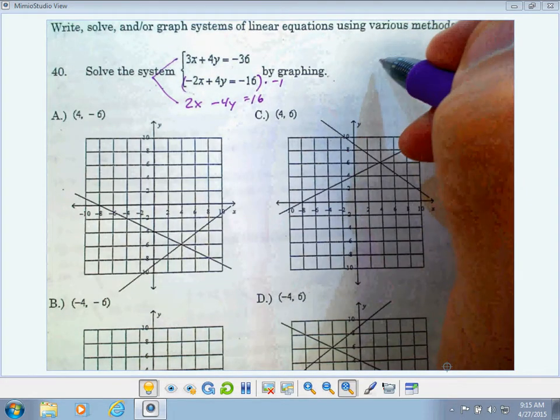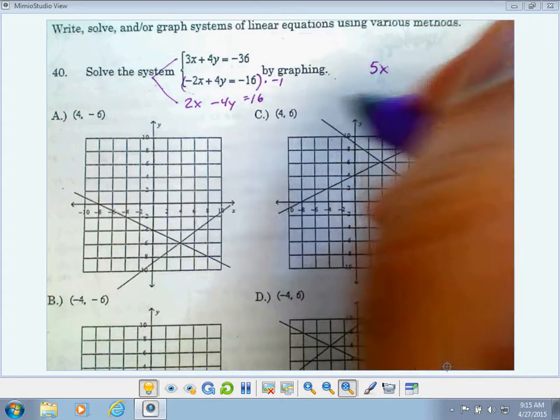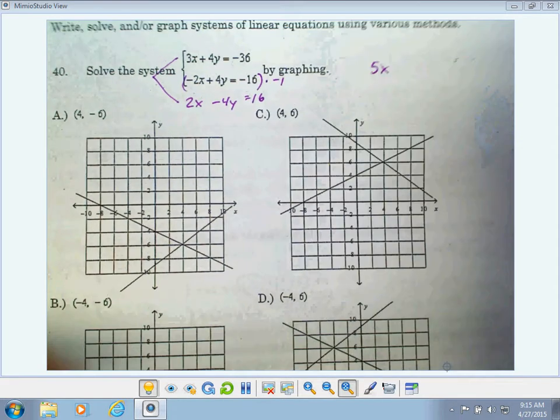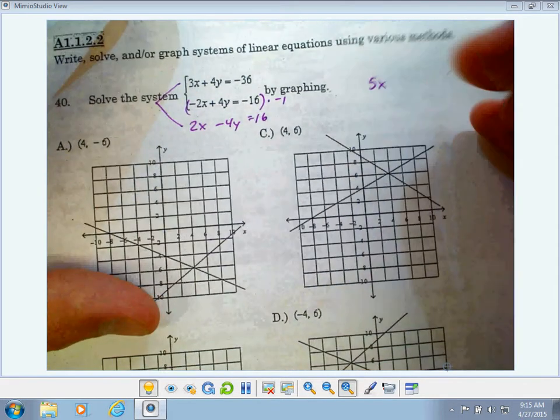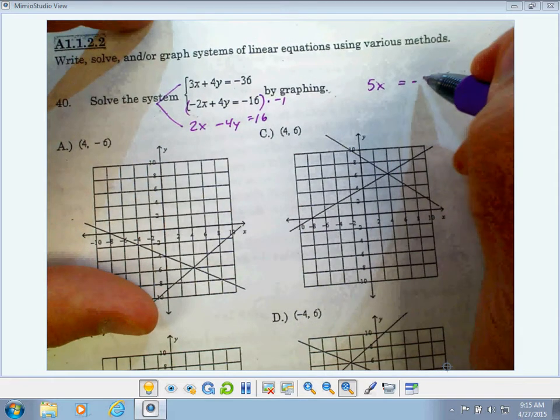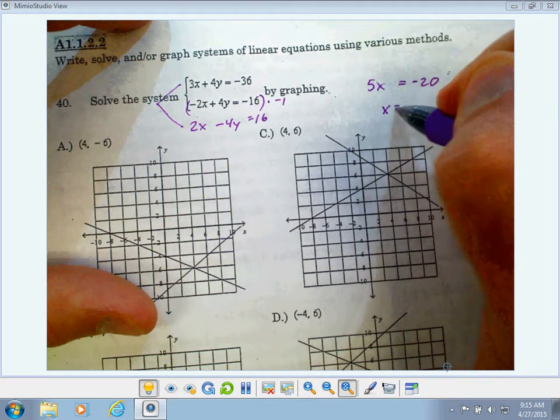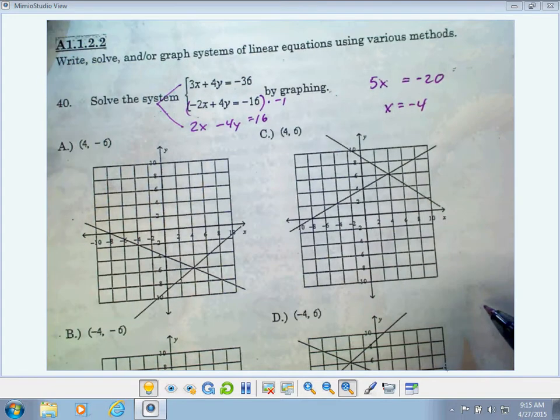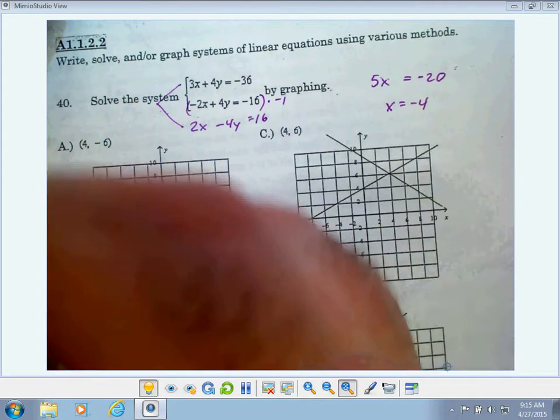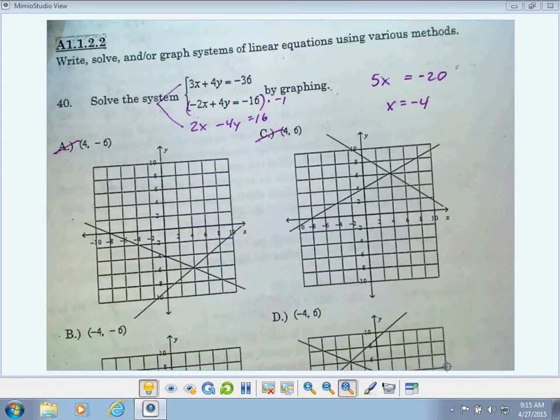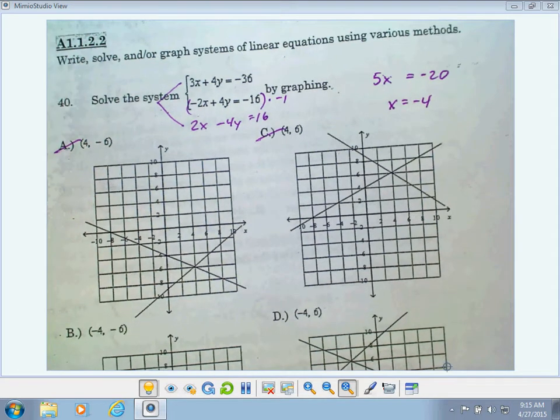3x plus 2x is 5x. The 4y's cancel, and it'll be negative 36 and 16. That's equal to negative 20. My x is negative 4. So knowing that, I eliminate A and I eliminate C. So it's either B or D at this point.